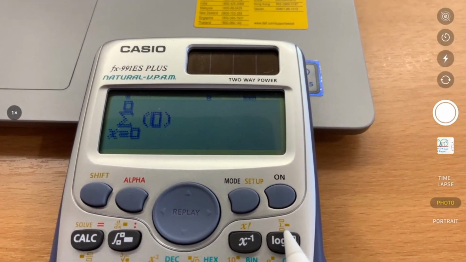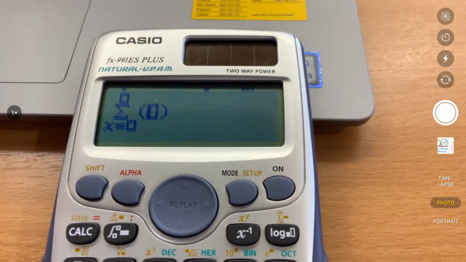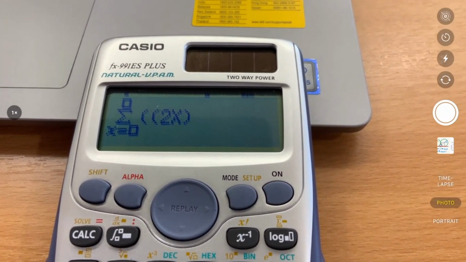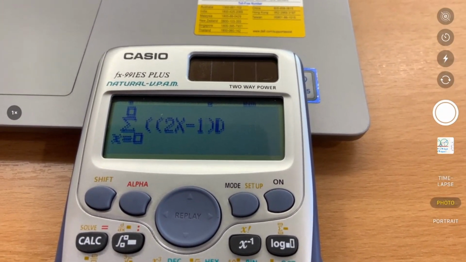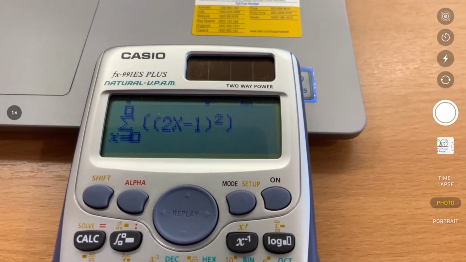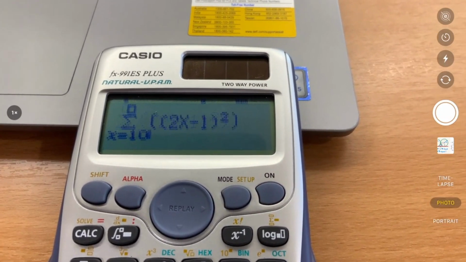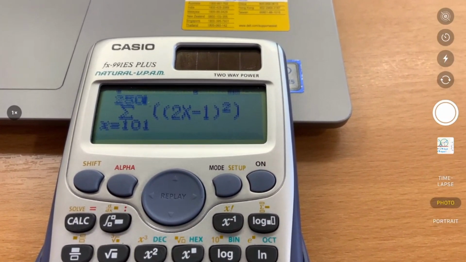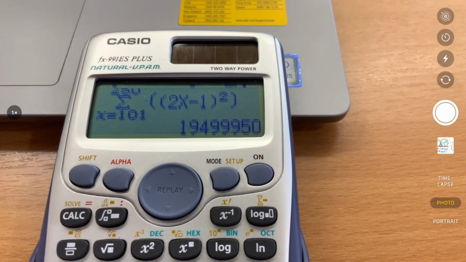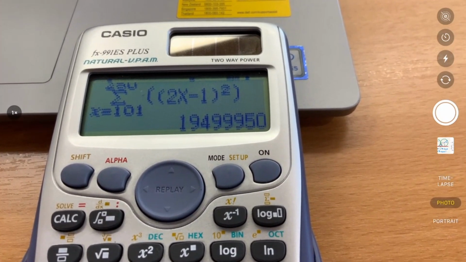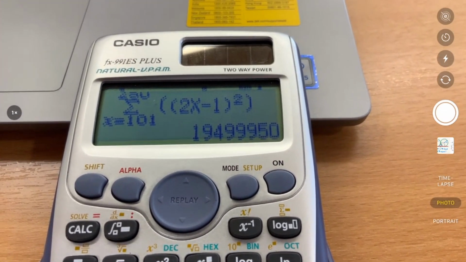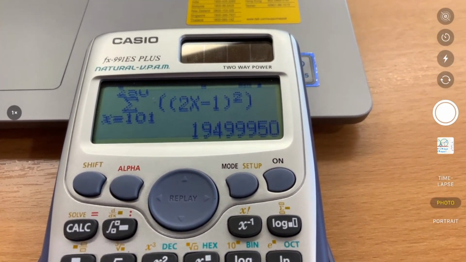We will use the summation button on our calculator. We will put a bracket, and it was 2x minus 1. I have to use x in this calculator. Some calculators let you use any letter you want. And it was between 101 and 250. If we let that calculate, we see indeed the answer was 19,499,950. So it's always worth checking to make sure that your answer is actually correct.